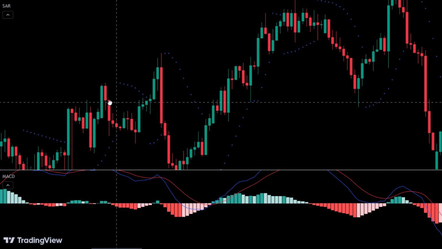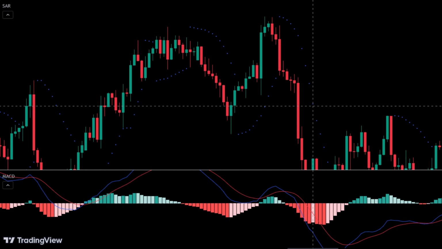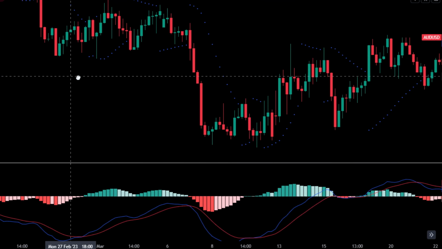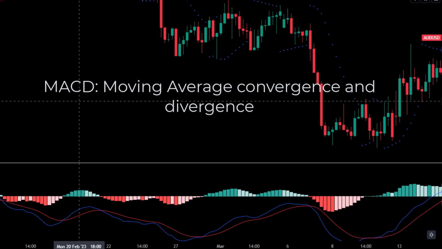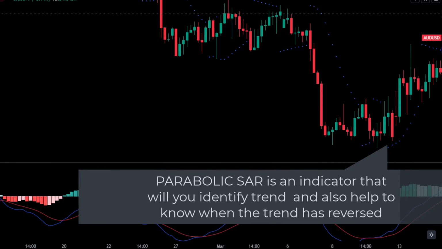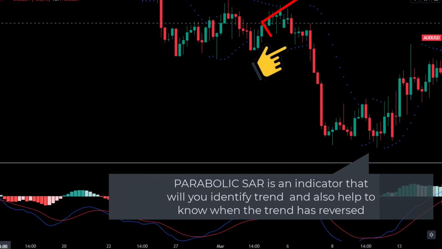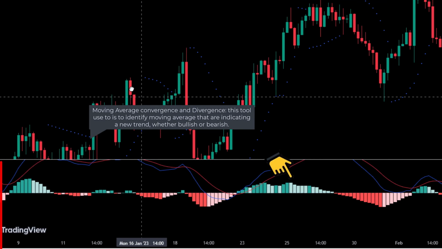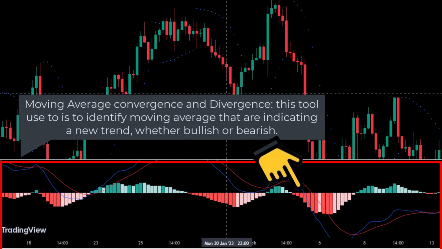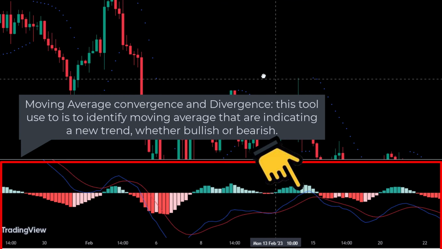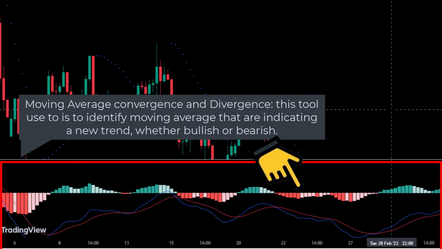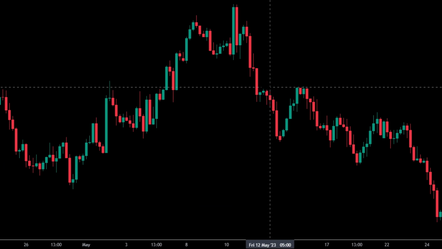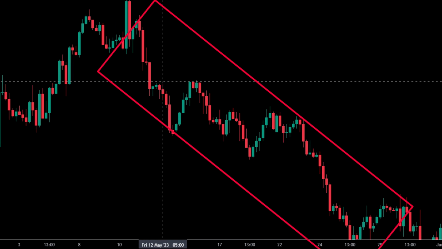This indicator that I'm about to share with you is based off two indicators, which are parabolic SAR and MACD. MACD is an acronym for Moving Average Convergence Divergence. Parabolic SAR is an indicator that will help you identify trend and also help you to know when the trend has reversed. Moving Average Convergence Divergence is used to identify moving averages that are indicating a new trend, whether it's bullish or bearish. After all, our top priority in trading is being able to find a trend because that is where the most money is made.